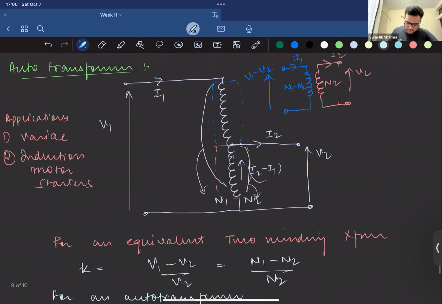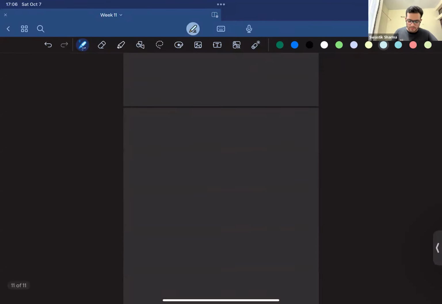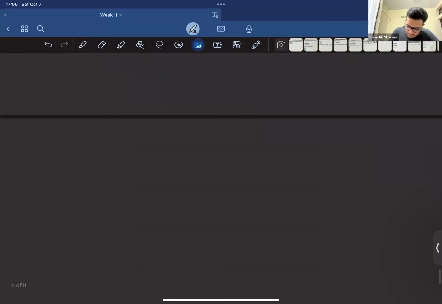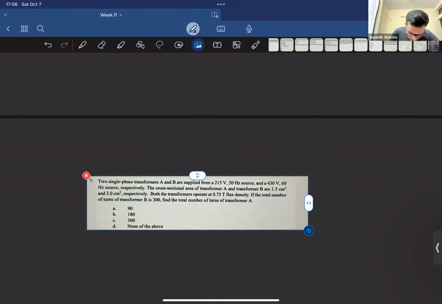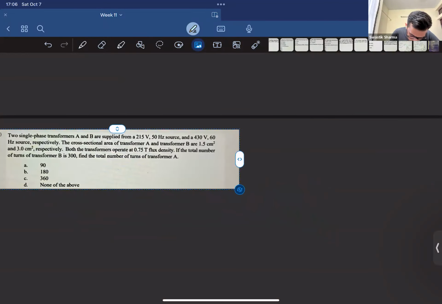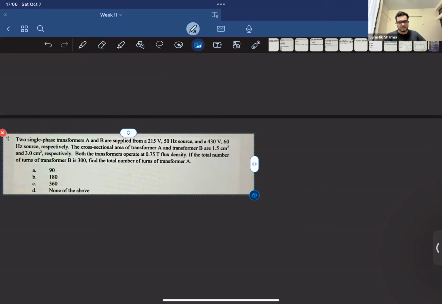Okay, so we've discussed the theory for a single phase transformer. Let's discuss questions or some sample problems. So we've given this question. It says that we have two single phase transformers A and B. They are supplied from a 215 volt 50 hertz source and a 430 volt 60 hertz source respectively. Okay. So, one minute.